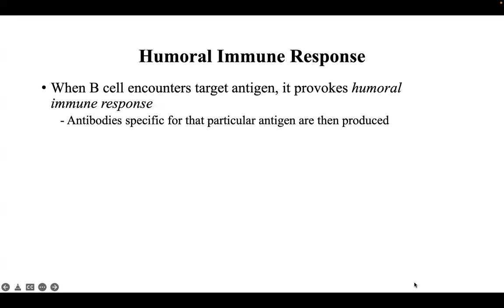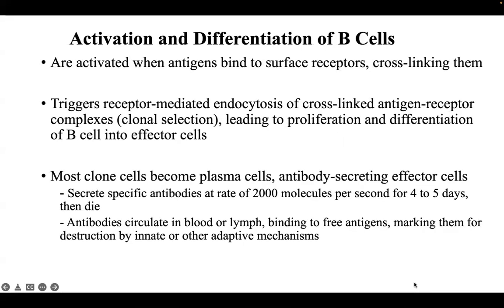B cell. So what happens when the B cell first encounters its target antigen, in the lymph node, again, that will provoke a humoral immune response. So the first time, they are getting activated. Antibodies specific for that particular antigen will then be produced. Firstly, they will have to encounter the antigen. The B cells are activated, and then they will start producing the antibody. So that's the story, basically. First they have to encounter, and then they will produce.